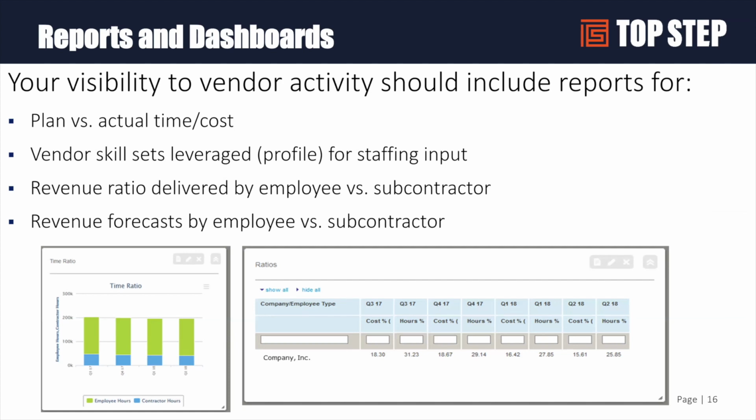These are just some of the dashboards that we will see inside of the system. Planned and actual hours, obviously, vendor skill sets, and revenue ratio: how much of your revenue is being generated from subcontractors versus employees. That would be a good KPI to keep an eye on. Forecast versus employee versus subcontract as well, that's another good one. And the cost factor of a subcontractor versus an employee. Those are all really good metrics that we report on, and we help our customers do so.